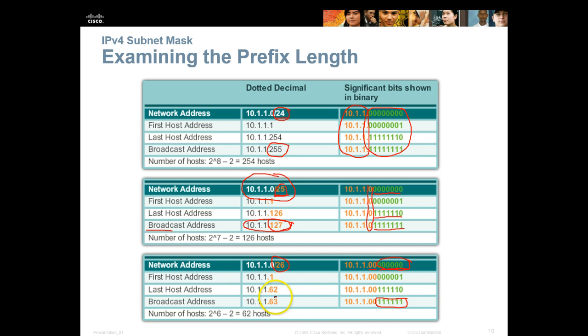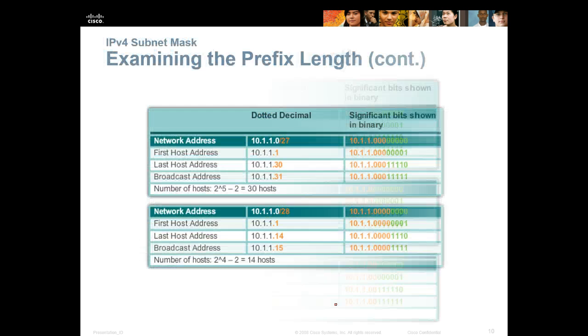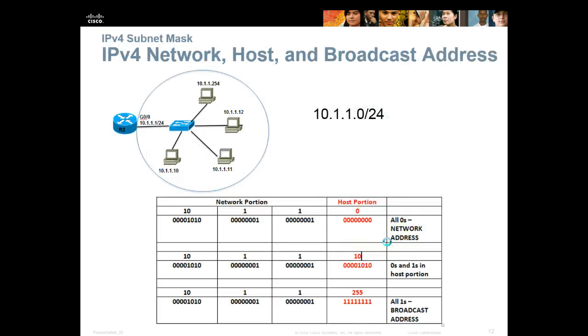So again, we don't want to try to ascertain and make assumptions based on looking at the dot decimal. Use the subnet mask and the address in binary, and it's going to reveal itself. And this is just more of the same, where we're using /27 and /28 to go across those boundaries.